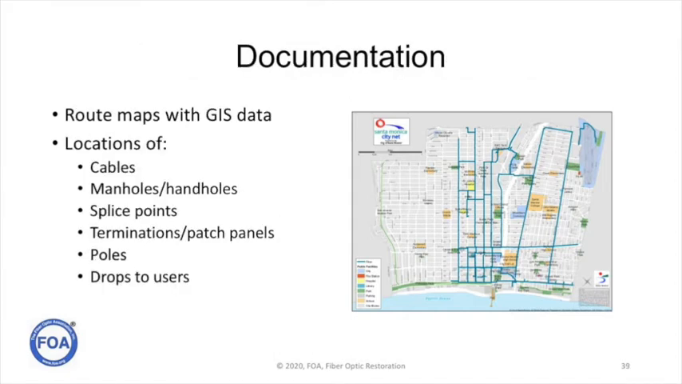As part of your planning process, you need to make sure you have complete documentation, that you have route maps of your cable plant with GIS data, with locations of the cables, the manholes and handholds, splice points, terminations, patch panels, poles, drops to users, anything else that may give you information on the cable plant so you can track down and fix problems quickly.